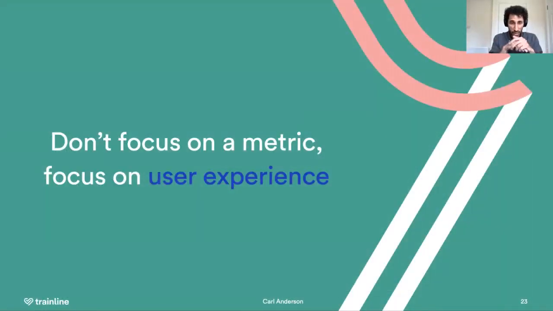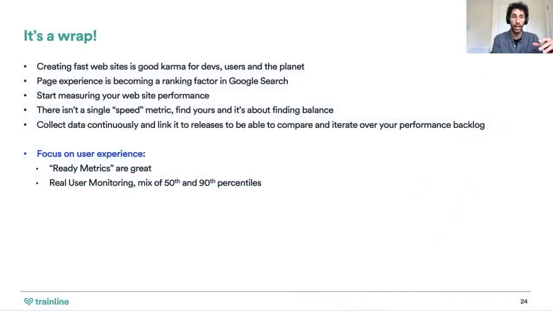So if there's one key thing to take away from this talk, it's don't focus on a single metric. A single speed metric does not exist. What we should be focusing on is the user experience. And to do that, you're going to need multiple metrics to find the right balance between load time, interactivity, layout shifts, but also making sure that the key actions of each and every one of your pages become interactive as fast as possible. So that's it for this talk.